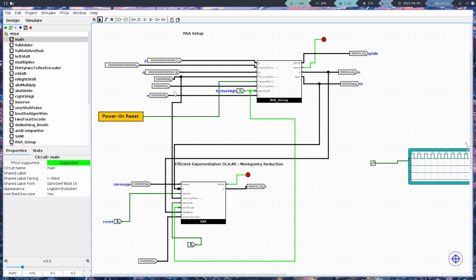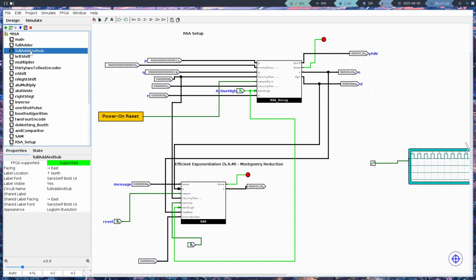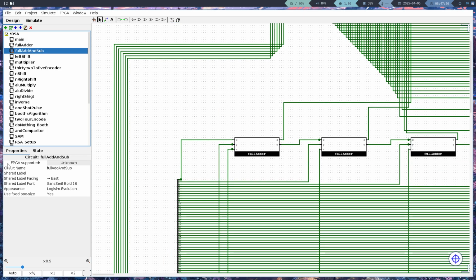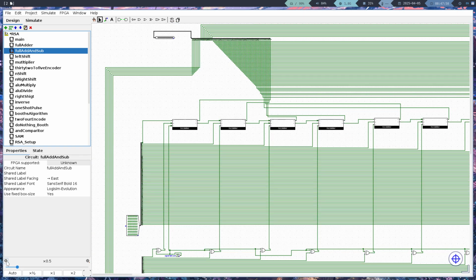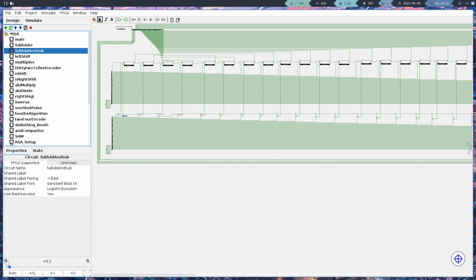So let me start with the full adder and subtractor. I think that's just basic, right? I already showed you how to build this in my Introduction to Digital Logic 1 and 2. This is just an extension. What I showed you, I think, was a 32-bit implementation. This is a 64-bit implementation.